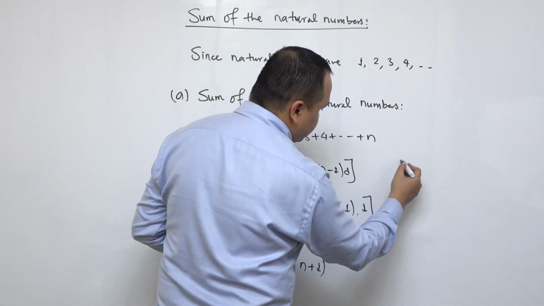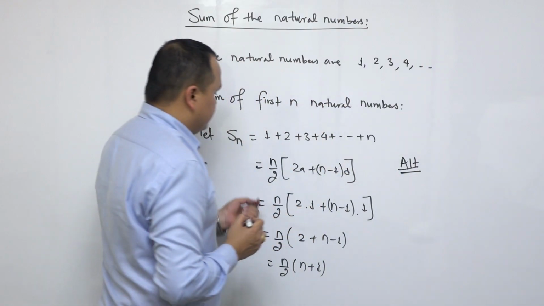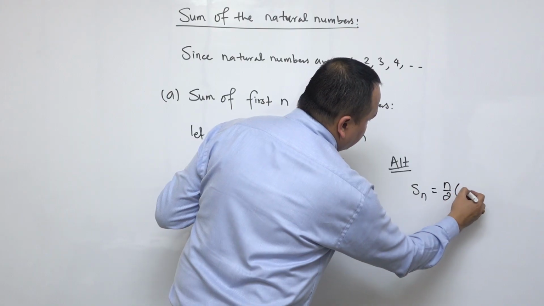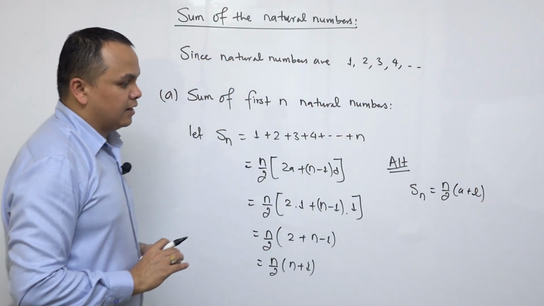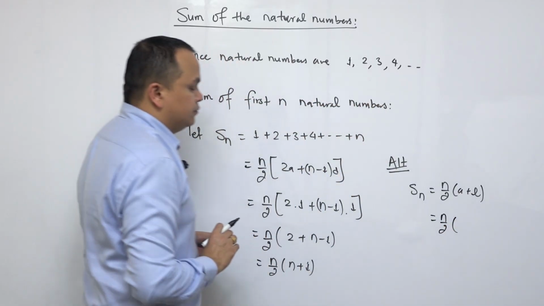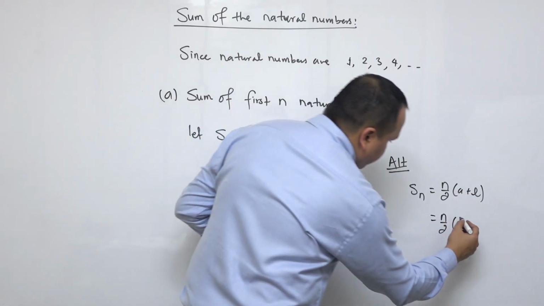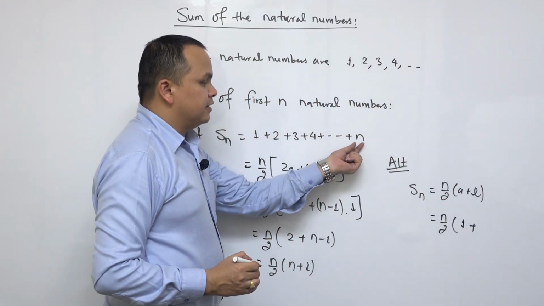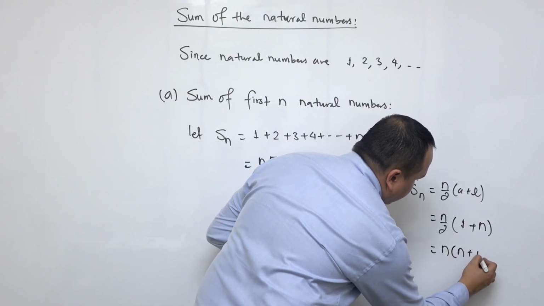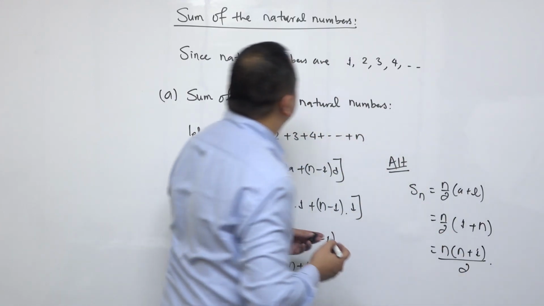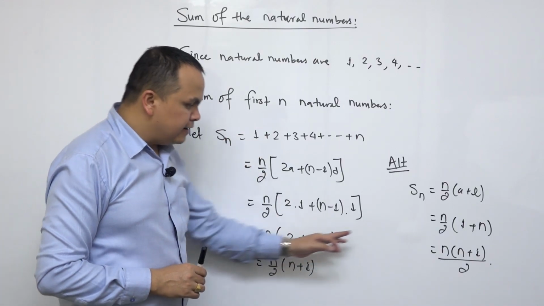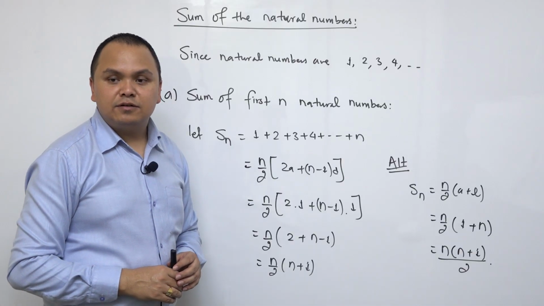On the other hand, alternative method: Sn is equal to n by 2 times a plus l. Here n by 2, the first term a is 1, the last term is n. So this is n times n plus 1 divided by 2. Now the formula for the sum of the first n natural numbers is n times n plus 1 divided by 2.